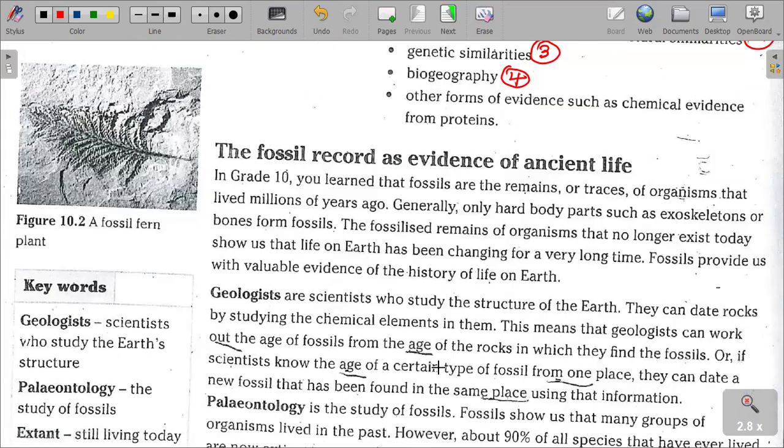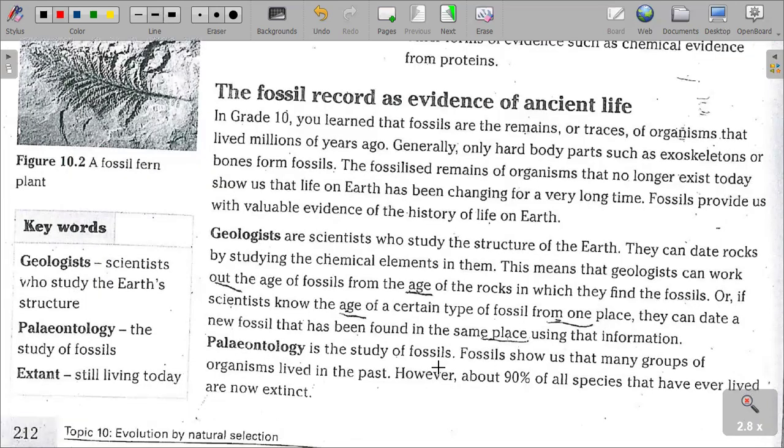We have the fossil record as a source of ancient life. I'm sure that you remember that in your previous grades, you have learned that fossils are remains or traces of organisms that lived millions of years ago. So organisms that lived millions of years ago died and formed fossils. We have their remains, which have been buried and can be excavated or traced to explain evolution.